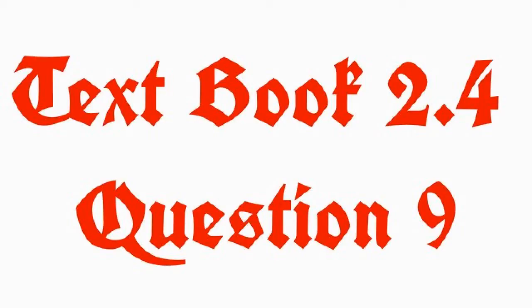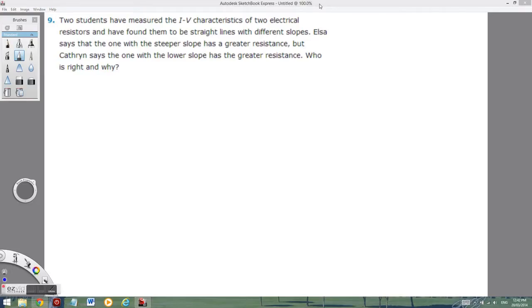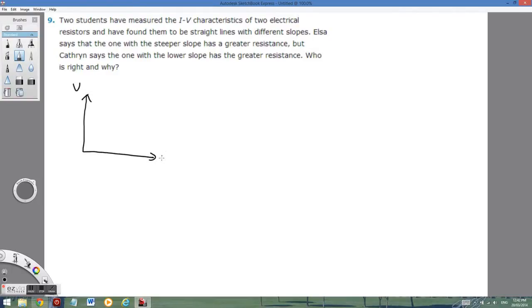Textbook 2.4 Question 9. Okay, now have a look at this question. So what's happened is, on a voltage and current graph. Okay, this is a VI graph. So yeah, normally it looks like that. On a VI graph, we know V equals IR.